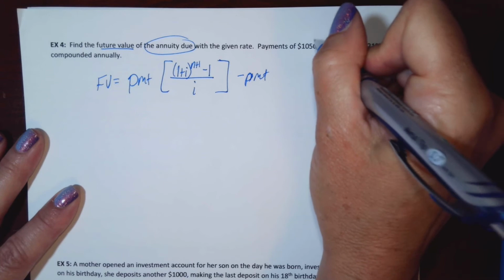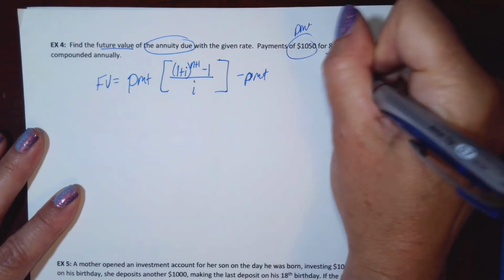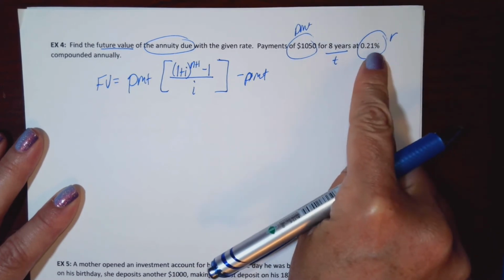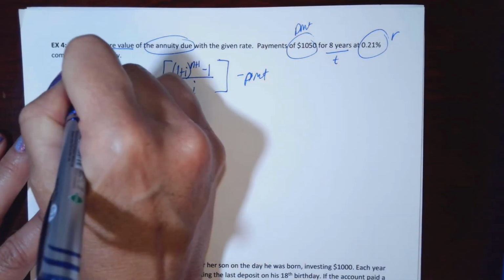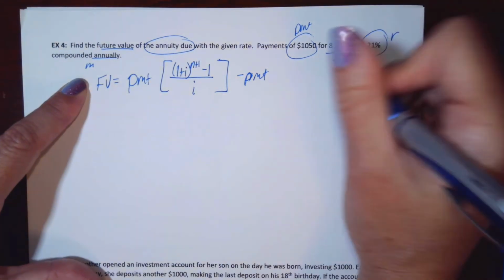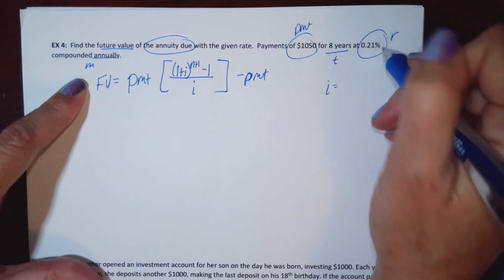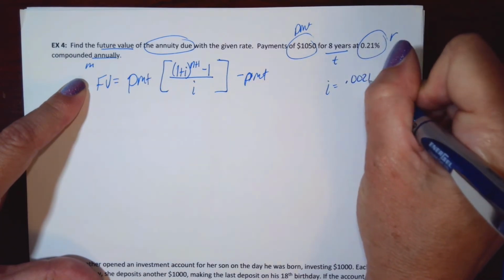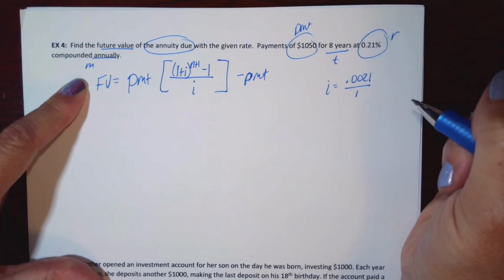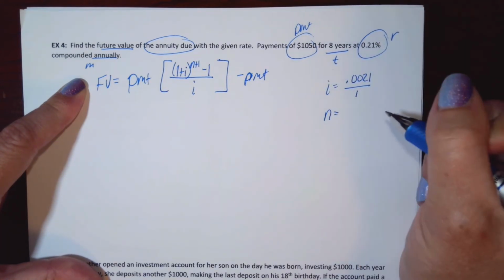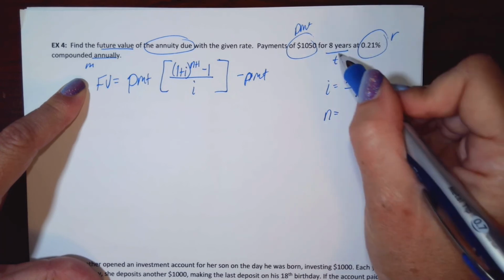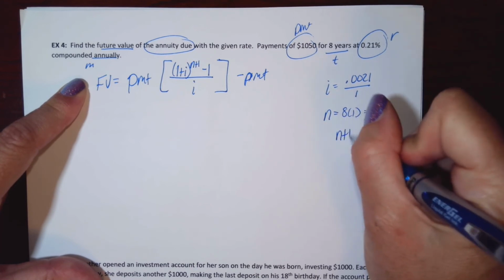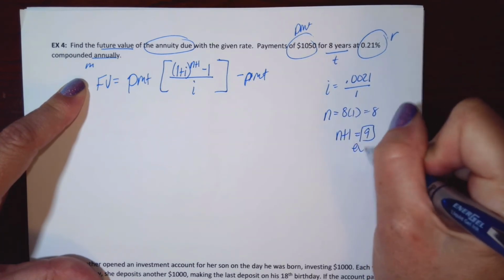We've got our payment amount. We've got our time at 8 years. We've got our rate. Ooh, tiny rate. That's not much interest at all. Compounded annually. There's our value M. So I will be, if I change this percent to a decimal, 0.0021. Compounded annually is just over 1. N is going to be m times t, so 8 times 1 is just 8. My exponent, however, is n plus 1, so that's going to be my exponent. It's 9.